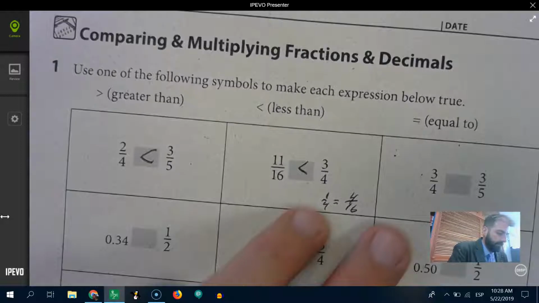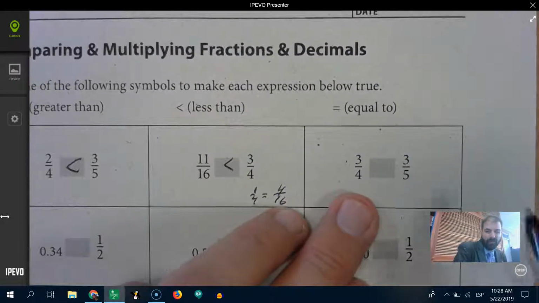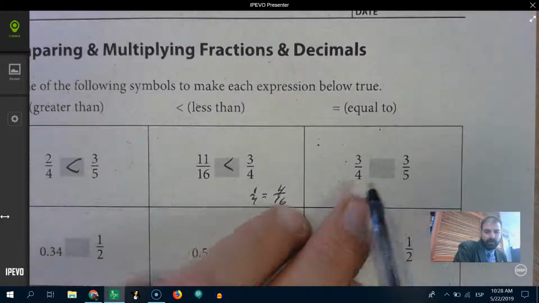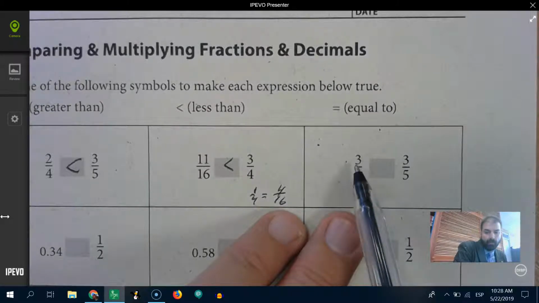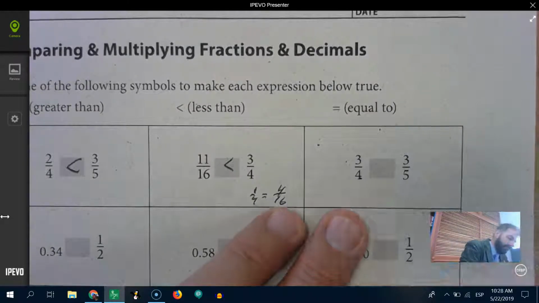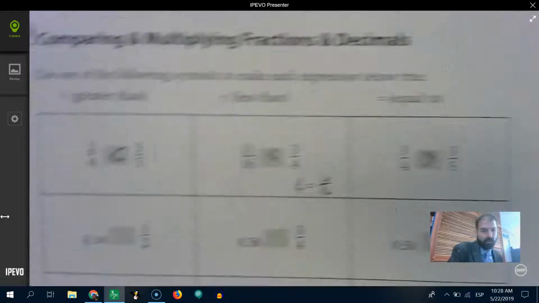Okay. And then we have 3/4 and 3/5. Well, that one's pretty simple for me. The reason I don't have to do any calculation is because the 4 is bigger. Fourths are bigger than fifths. I have 3/4 and I have 3/5, so I don't have to think too much about that. 3/4 is greater than 3/5.